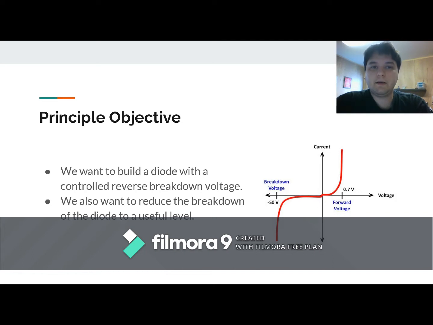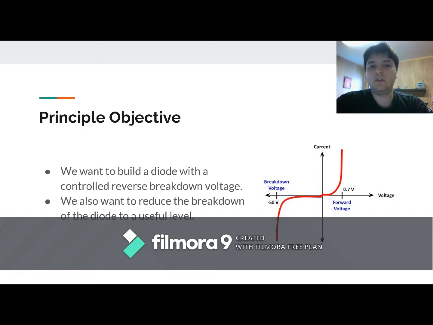Hello everybody, my name is Byron, and I'm going to be going into a detailed explanation of our project of building a Zener diode. So the idea behind the structure of a Zener diode is fairly trivial. What we want to do is build a regular diode from a p-n junction, but change its intrinsic properties to obtain a controlled breakdown.